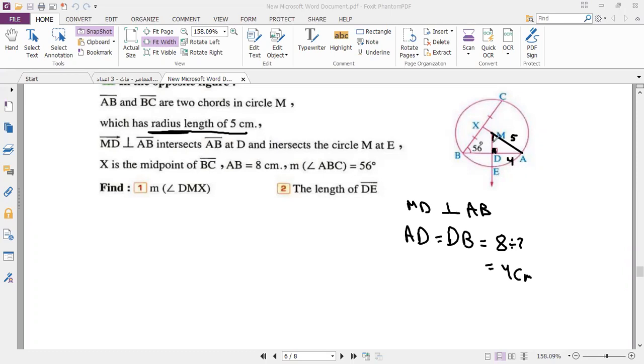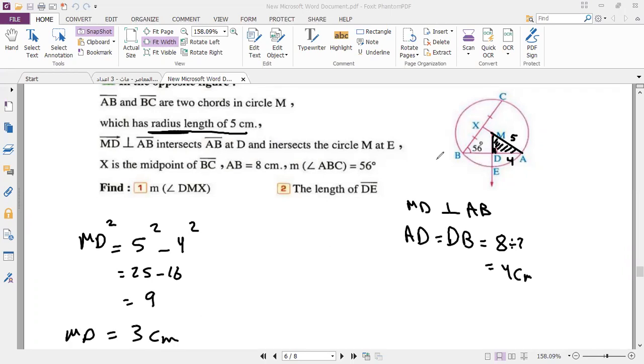How can we get the length of MD? By using Pythagoras. So MD to the power of 2 equals 5 to the power of 2 minus 4 to the power of 2, in this triangle. That is 25 minus 16 equals 9. So MD equals 3 centimeters. Okay.